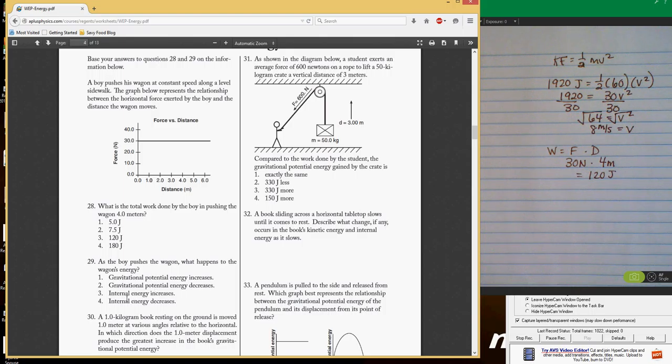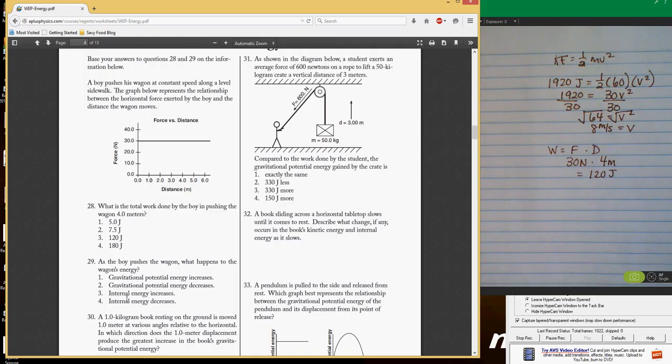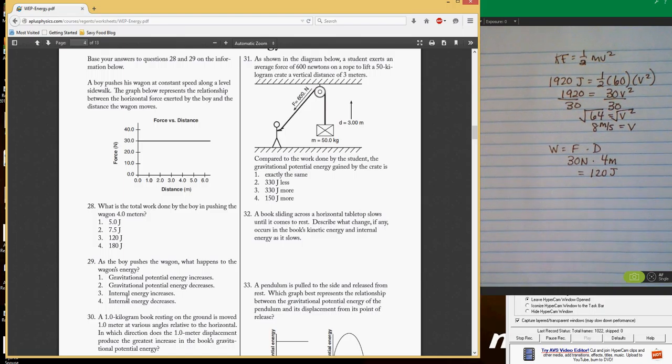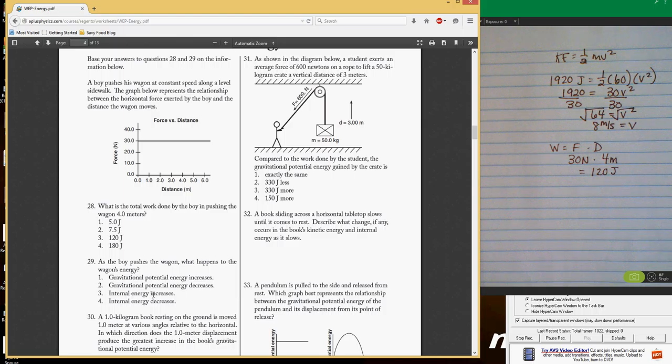That leaves us with internal energy. So remember, internal energy is just energy because an item exists. It's not based on height. It's not based on compression. It's just there. So we're looking at whether the energy is either increasing or decreasing.